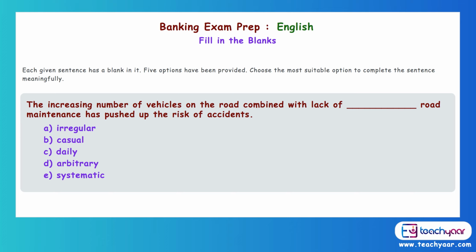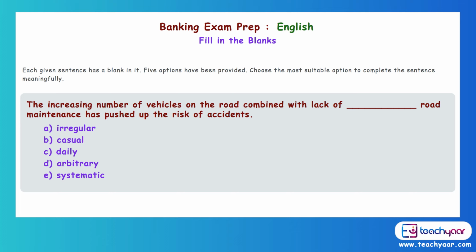So what will you put in that blank? Lack of what? So lack of, just see the options. A is irregular. Irregular road maintenance. Lack of irregular road maintenance. So I don't think that's right. If you say lack of regular road maintenance, it would have been right. But lack of irregular. Then what is B? Casual. That means not taken seriously. So lack of casual road maintenance. That's not right. Daily. Lack of daily road maintenance?